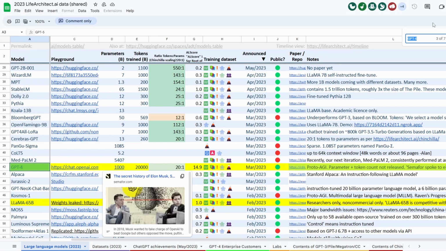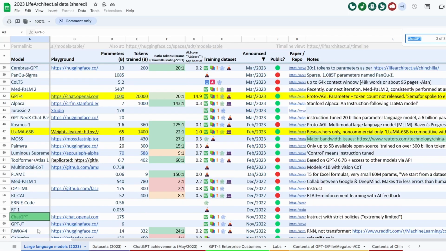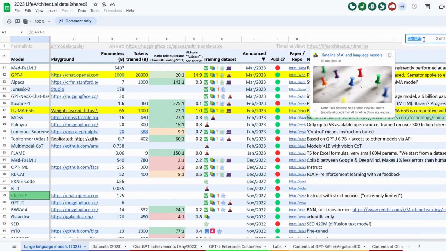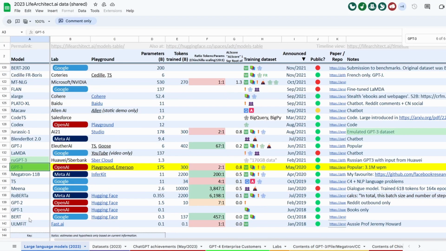Now if we search for, say, ChatGPT, there you have it. ChatGPT has 175 billion parameters. Then if we search for GPT-3, there it is, GPT-3 by OpenAI. We already saw it. It has 175 billion parameters. And not very far away we have GPT-2 and GPT-1, right?